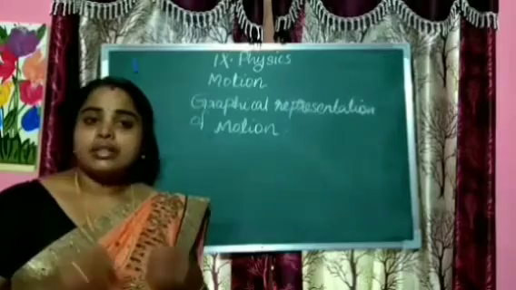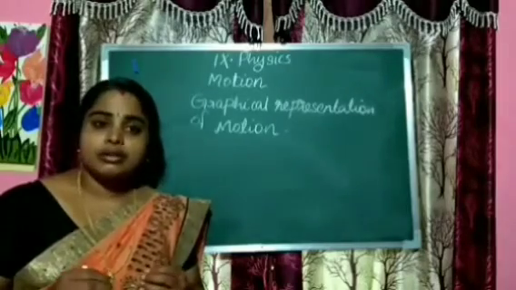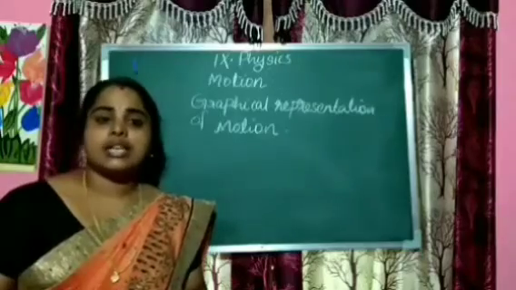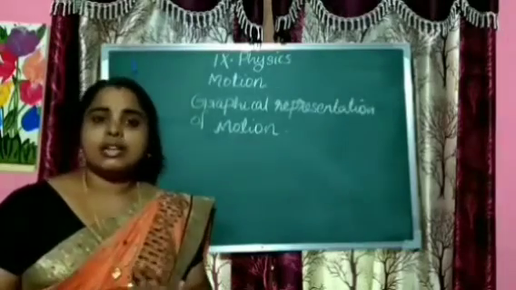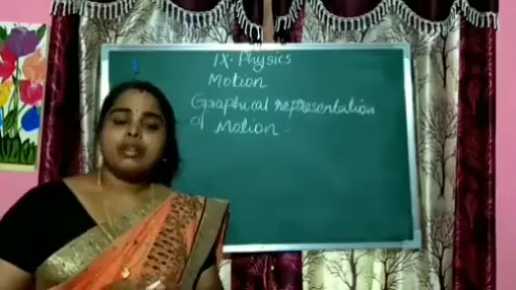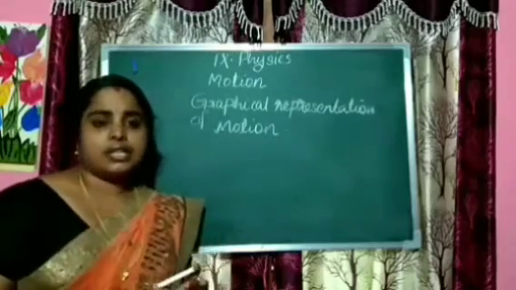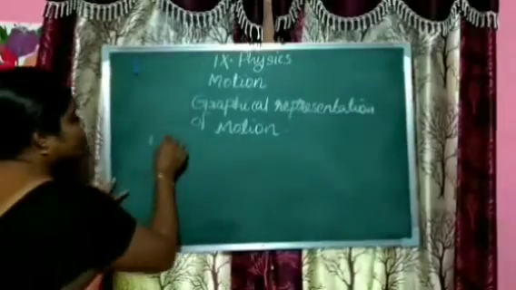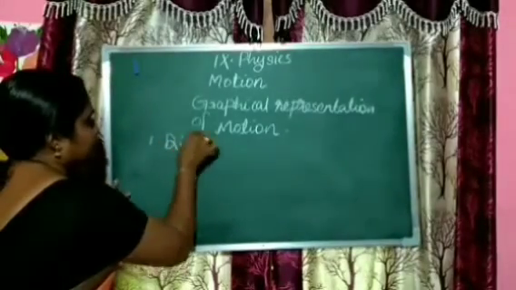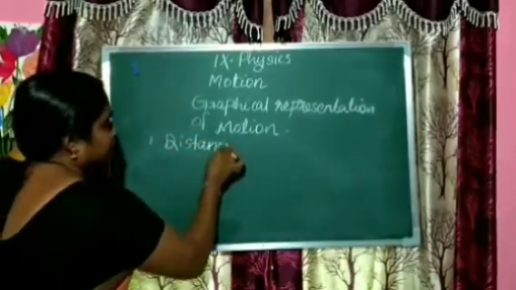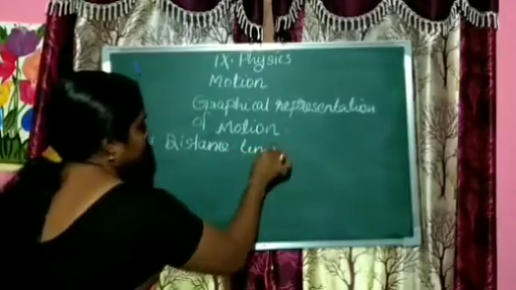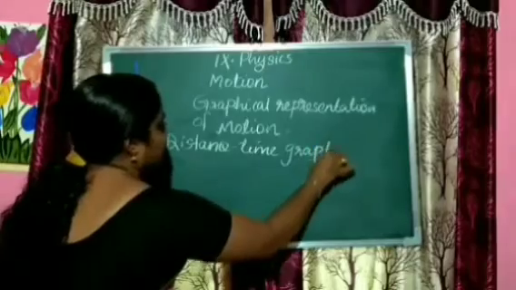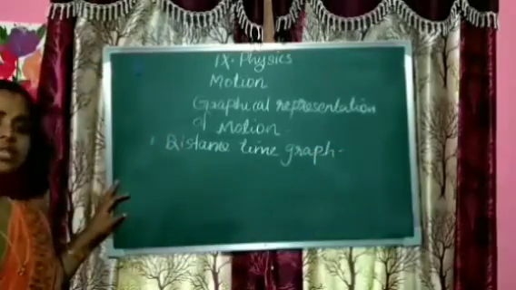So in this lesson we are going to study mainly two types of graphs, that is the distance time graph and the velocity time graph. In today's section, we are going to study about the distance time graph.